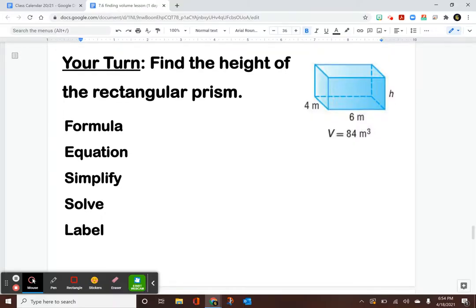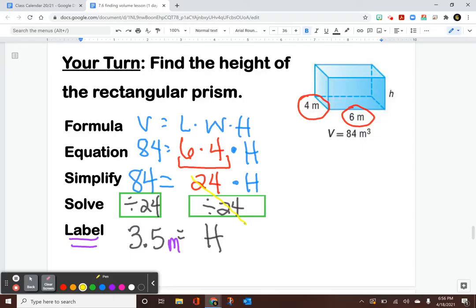You can see your rectangular prism. We are looking for the height. Let's see how you did. Check and see if you chose the correct formula.